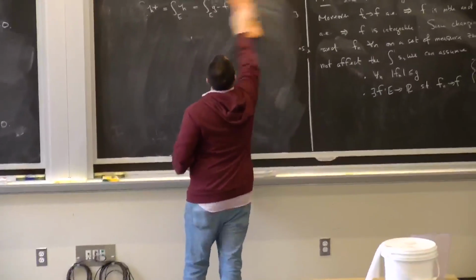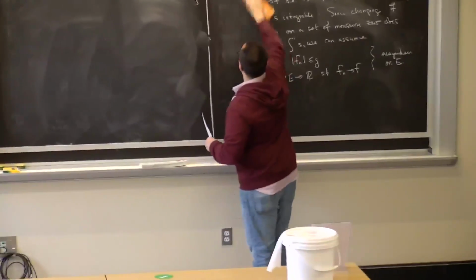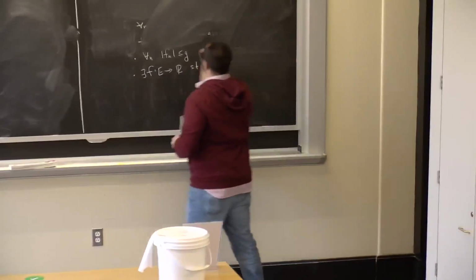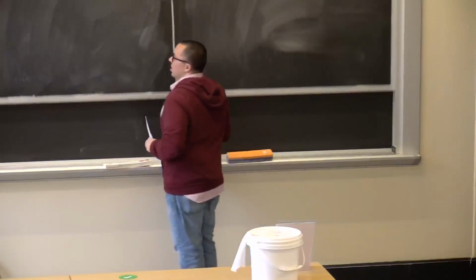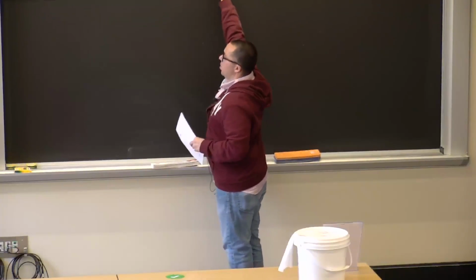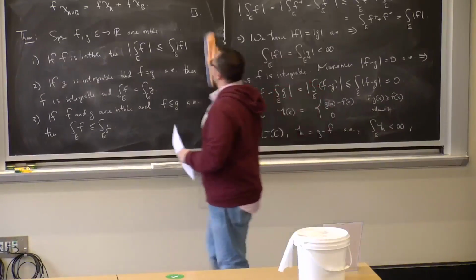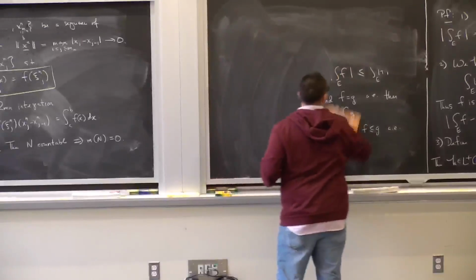Why am I making this point that it has measure 0? Well, because off of this set, magic happens. And what we've learned is that magic happening off of a set of measure 0 means magic happens for integrals.